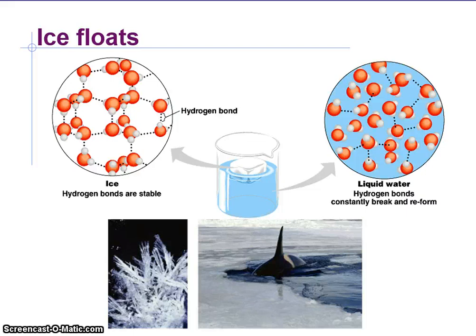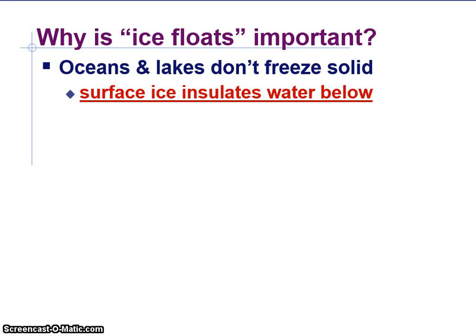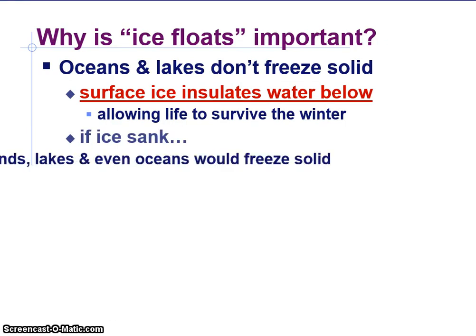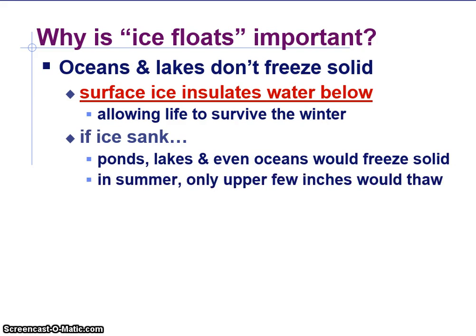Now that doesn't seem like a big deal, but because of this, oceans and lakes don't freeze solid, and that surface ice will insulate the water below it, thus allowing aquatic life to survive the winter. If the ice sank, ponds, lakes, and oceans would freeze solid. In summer, only the few upper layers would thaw.